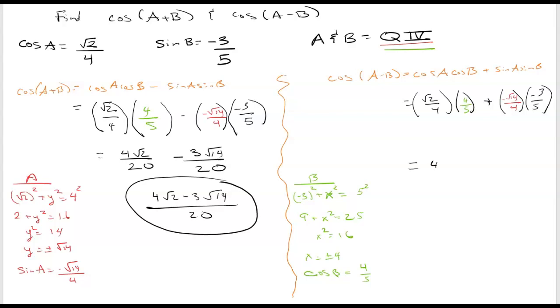Over here, it'd still be 4 root 2 all over 20, and then this will be plus 3 root 14 all over 20. Now, yes, you can simplify this fraction, but we don't want to because we want to write it as one giant fraction. And that's it. That's all you have to do.